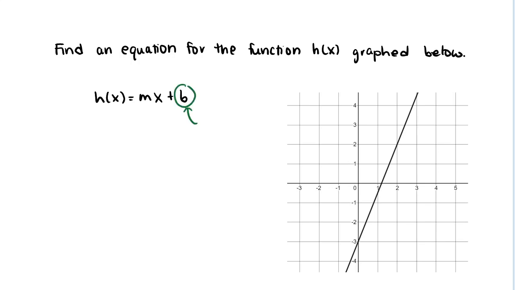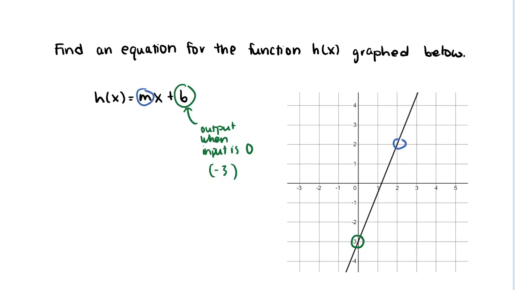Right, this is supposed to be the output when the input is 0. And we can see that point here. We see that this is -3. And then this m value, this rate of change here, well, what do we do?